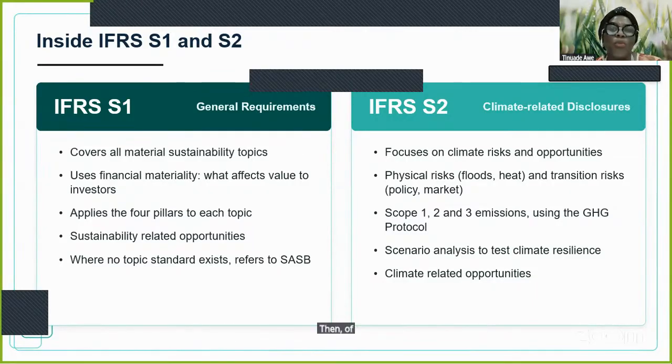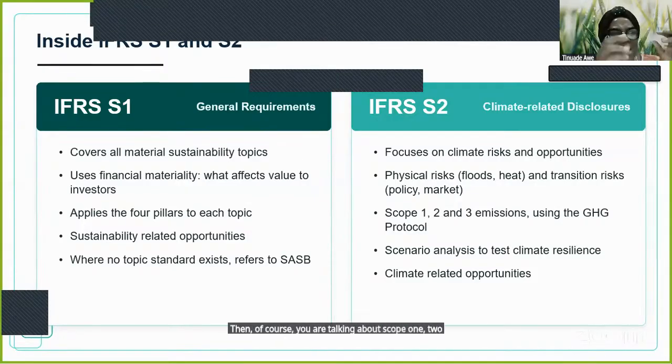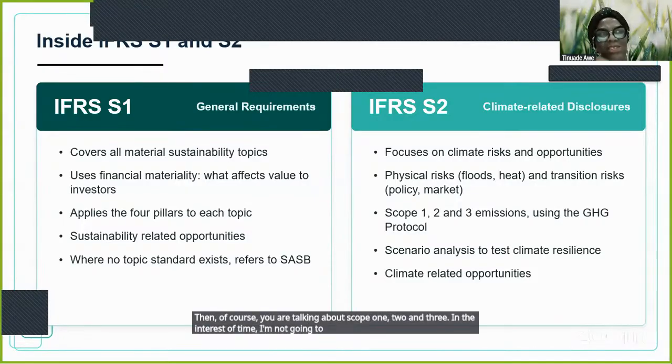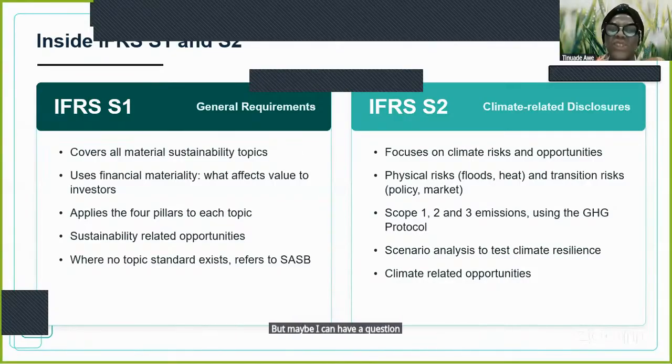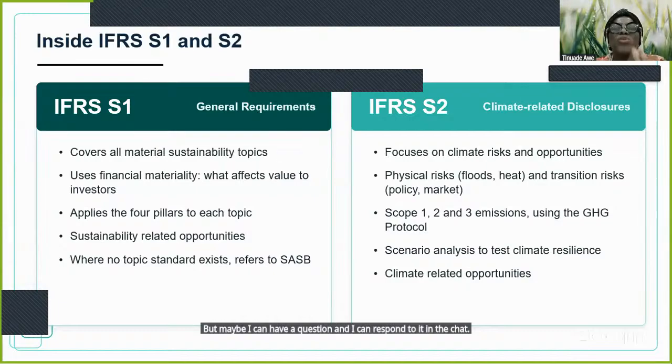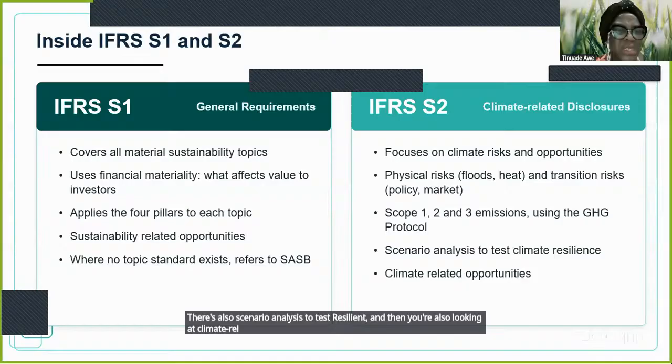Then, of course, you are talking about scope 1, 2, and 3. In the interest of time, I'm not going to define necessarily what scope 1, 2, and 3 is, but maybe I can have a question and I can respond to it in the chat. Then you are using the GHG, the greenhouse gas protocols, with respect to reporting on your scopes of emission. There's also scenario analysis to test resilience, and then you're also looking at climate-related opportunities.